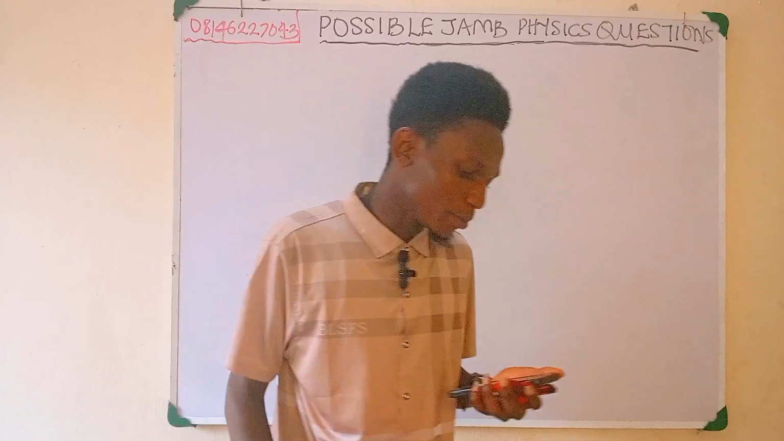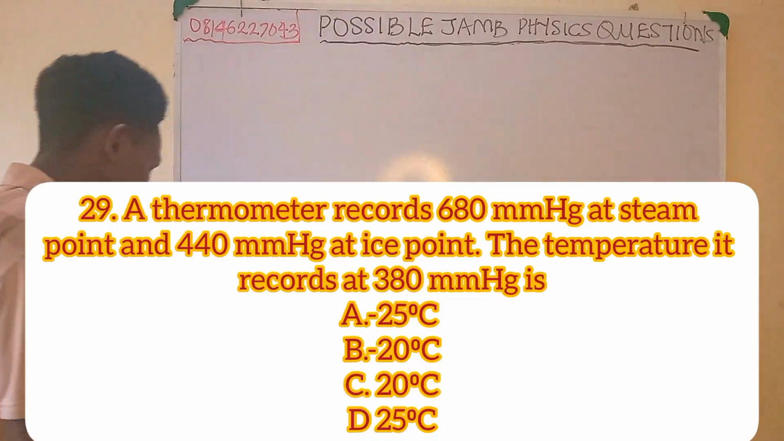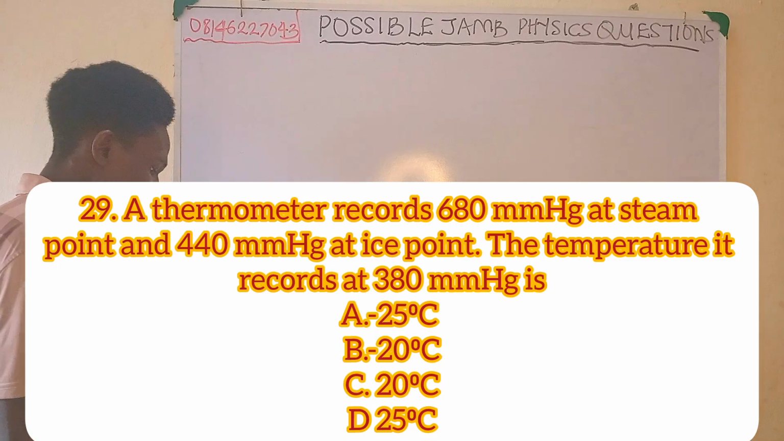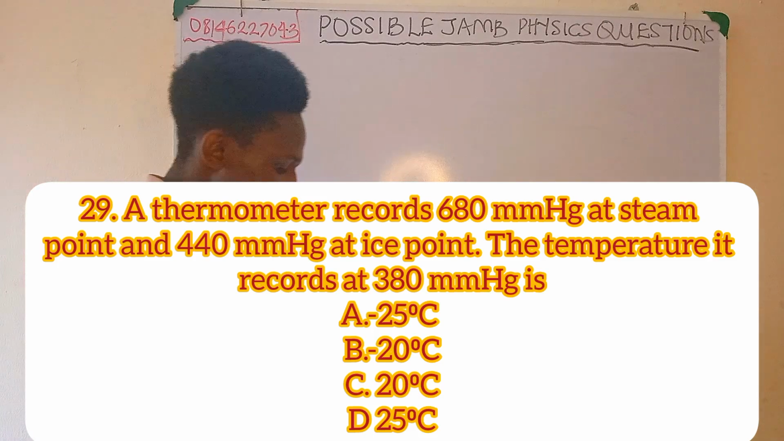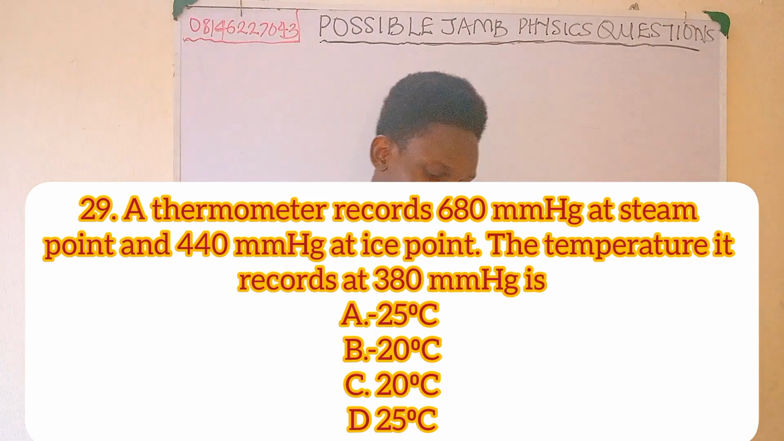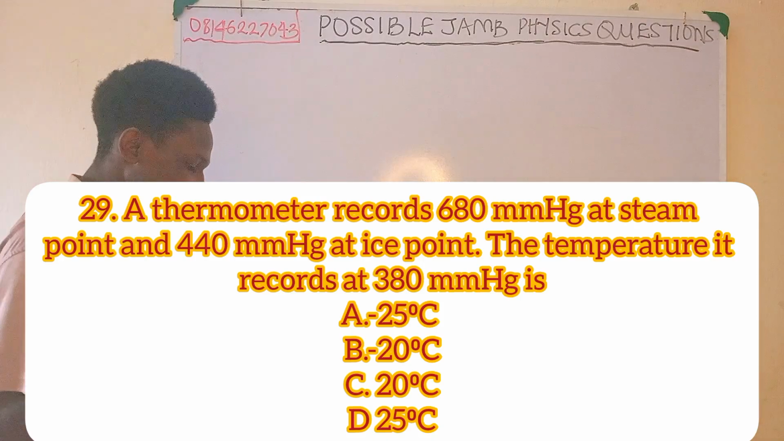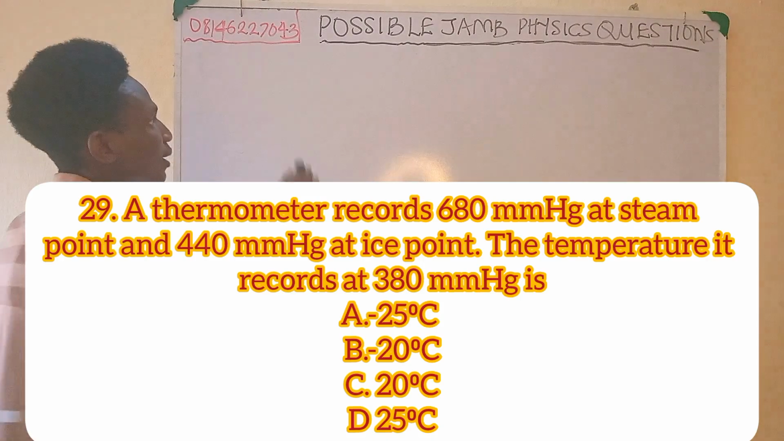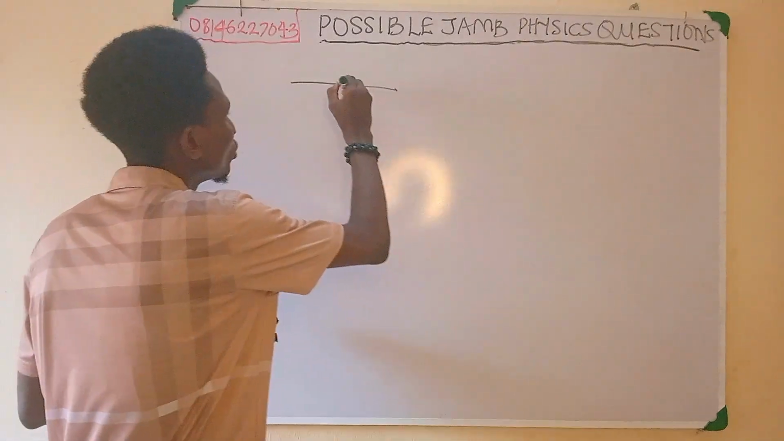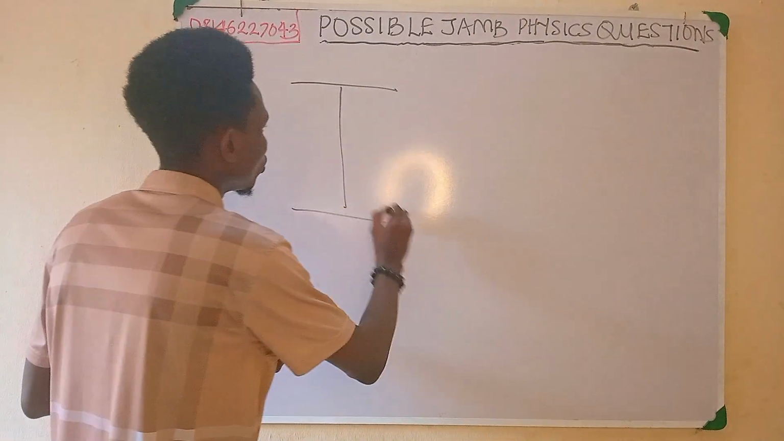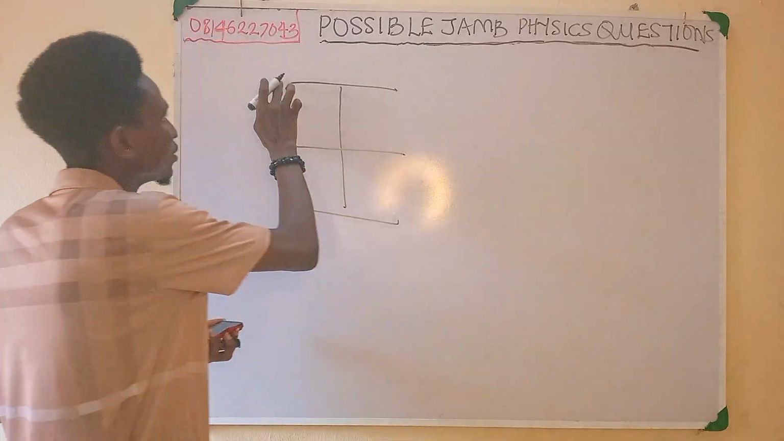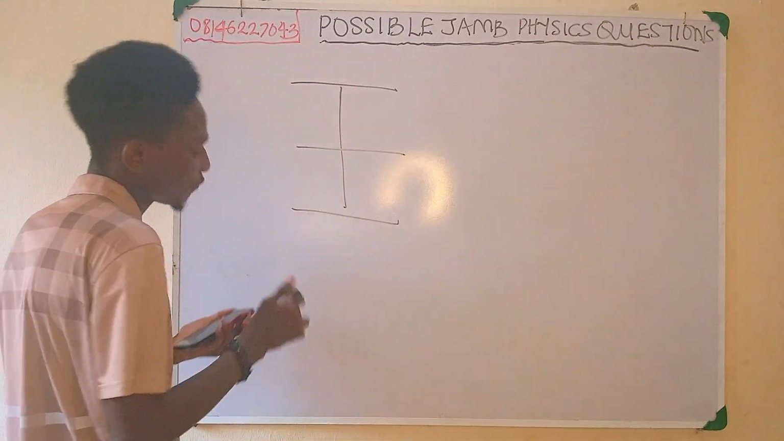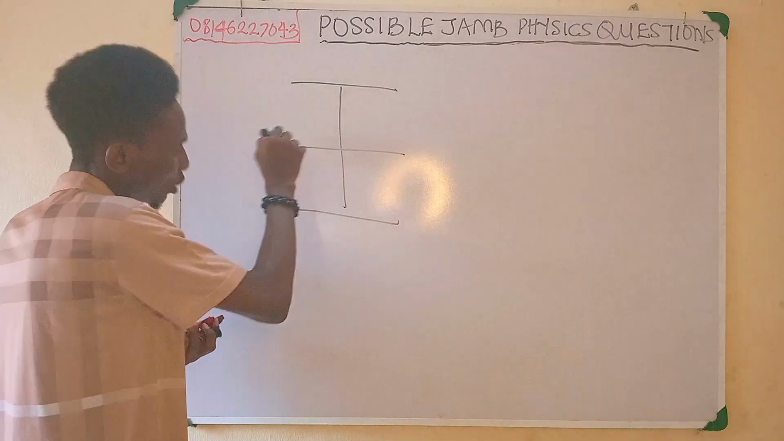Now the next question says a thermometer records 680 millimeter of mercury at steam point and 440 millimeter of mercury at ice point. Please always read the question very well. The temperature it records at 380 millimeter of mercury is dash. Now, to solve questions like this, always draw out your scale. So this is the steam point, that's the upper fixed temperature, and the lower fixed temperature, and this is the temperature you are looking for.